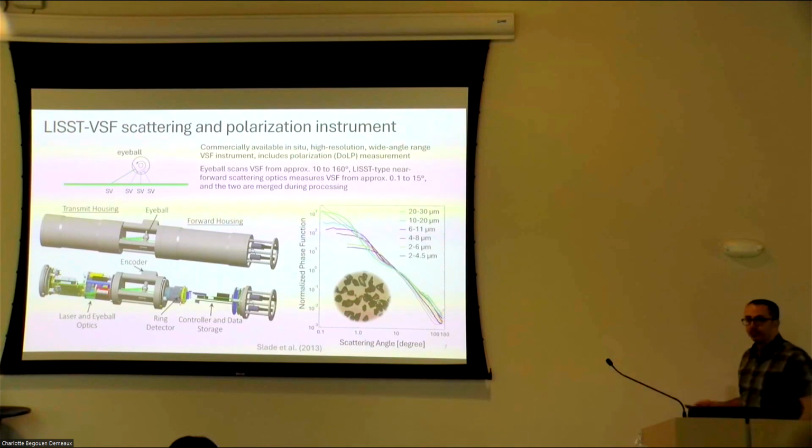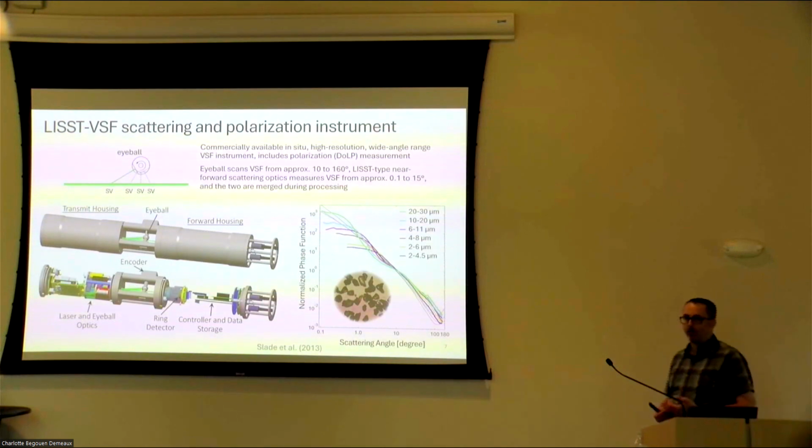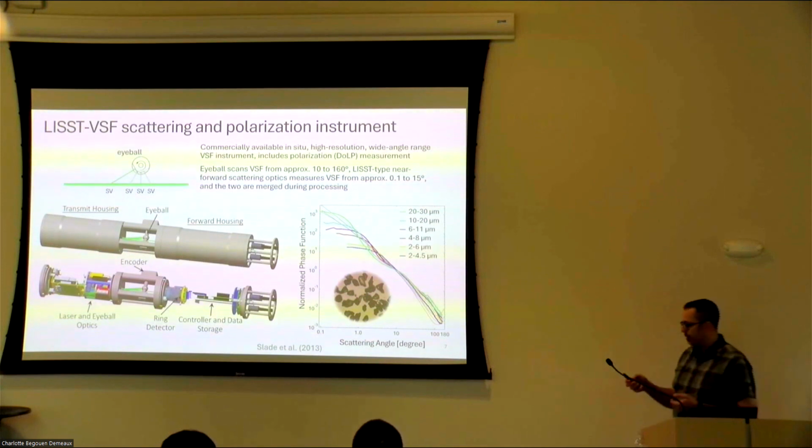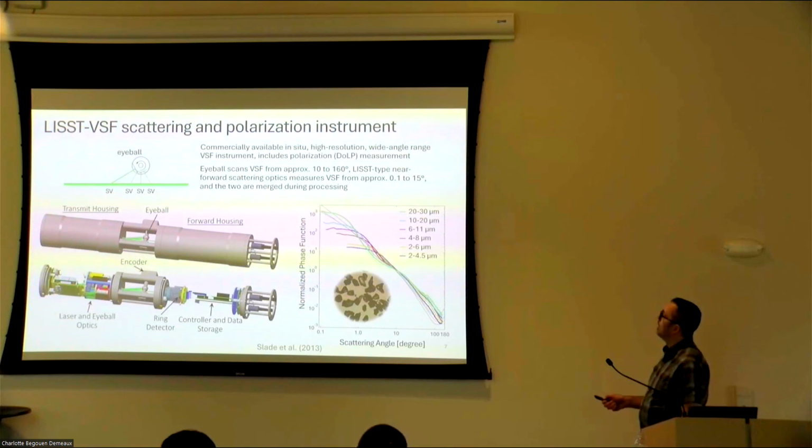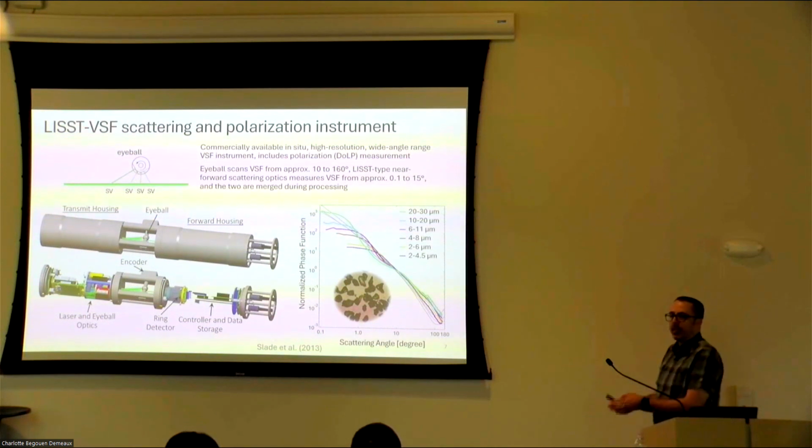This is the LISST-VSF. So this is another way of looking at scattering at multiple angles. It uses a little bit different approach. Rather than swinging your arm around the sample volume, there's transmit optics that send a beam into the sample volume. So your sample volume is open here to the ambient flow. And looking at the beam, you've got this eyeball here that's rotating around this axis. So looking down at that axis, you're actually scanning the beam. And as you're scanning the beam, you're changing the angle with which you're looking at the beam. So you're changing your scattering angle. So this is just another way to get the volume scattering function.